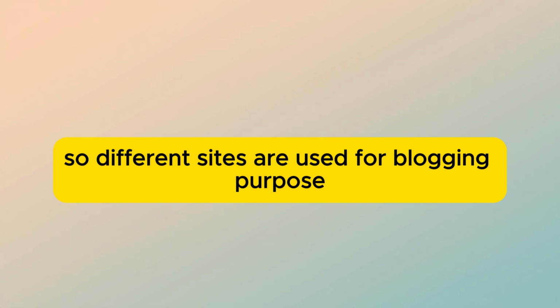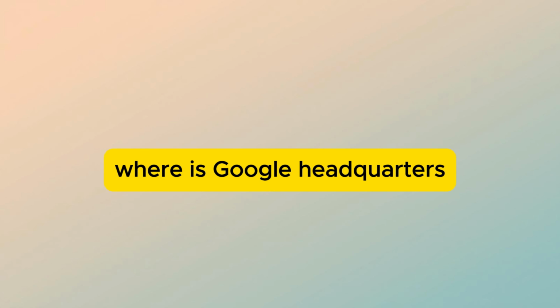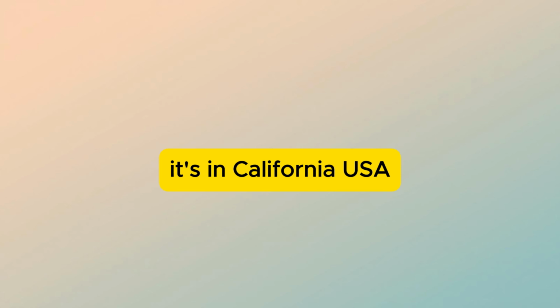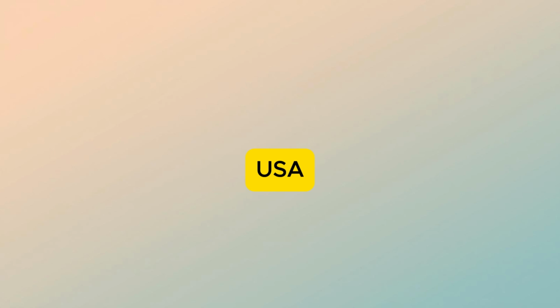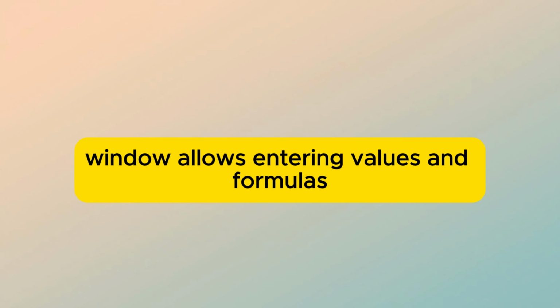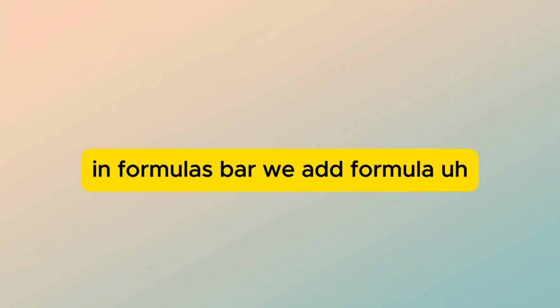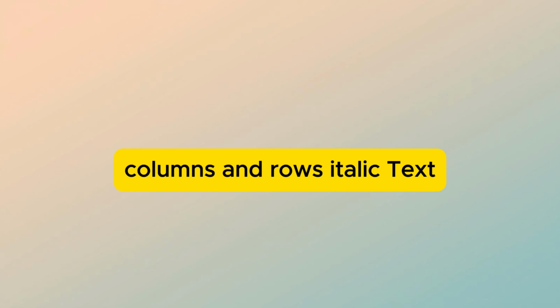Different sites are used for blogging purposes. Where is Google headquarter? It's in California, USA. Most companies' headquarters are in Silicon Valley in California, USA. Formula bar is an area in the Excel window that allows entering values and formulas. In the formula bar, we add formulas which perform the further actions needed in the Excel columns and rows.